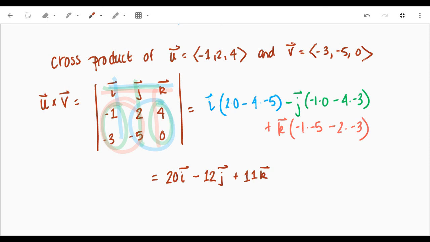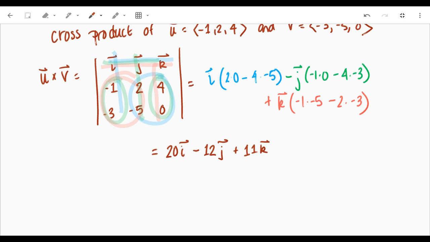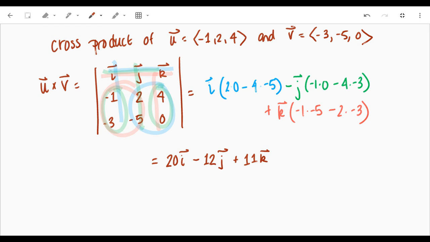Okay, so that would be your cross product of those two vectors. We could write it, that's your linear combination form. Remember, you can also just write it as 20, -12, 11. What that means is this new vector here would be orthogonal to both u and v. And what you would find too is if you reverse the order and did v cross u, you would get the same thing, but just the opposite direction. You have -20, positive 12, -11.